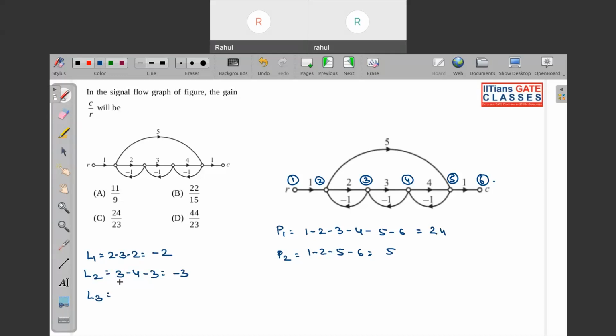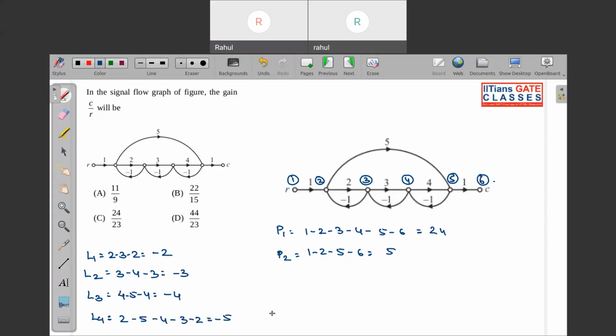L3 is 4 5 4 and loop gain is minus 4. One more loop you can see, that is L4, that is 2 5 4 3 2. So 2 then to 5 then to 4 3 2. Okay, so what is the loop gain? This is 5 and there are 3 times minus 1, so this will be minus 5.